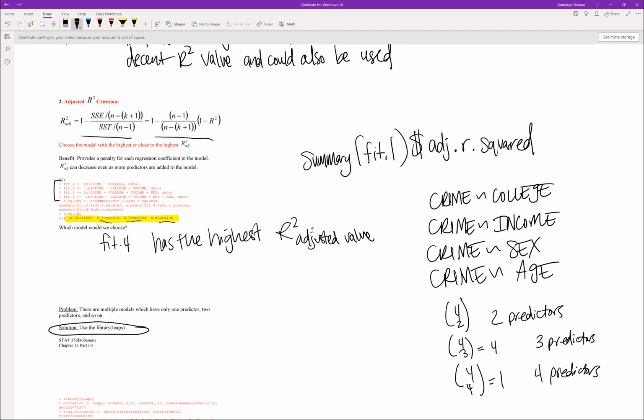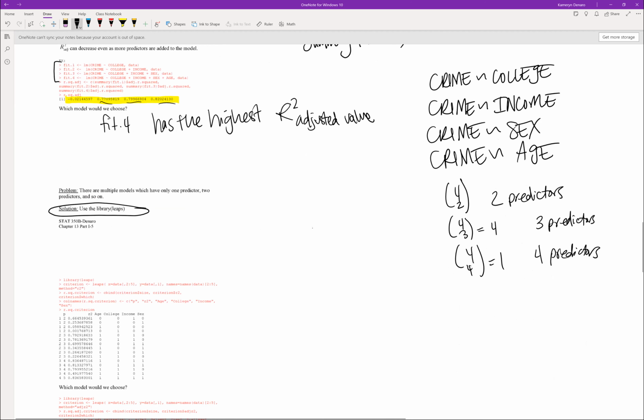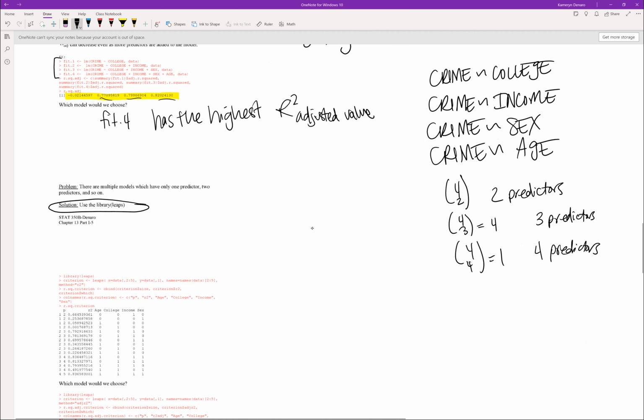And what you're going to do the first time you use R, and I'll pull up R in a bit, maybe in the next video, is you're going to have to install a package. So you're going to do install.packages, and then put in quotes, Leaps, and then comma, dependencies equals true.